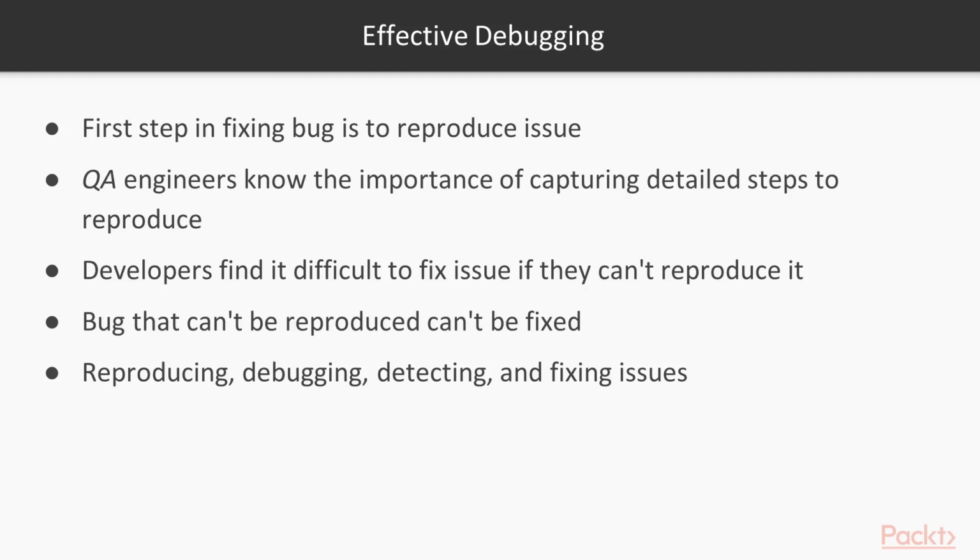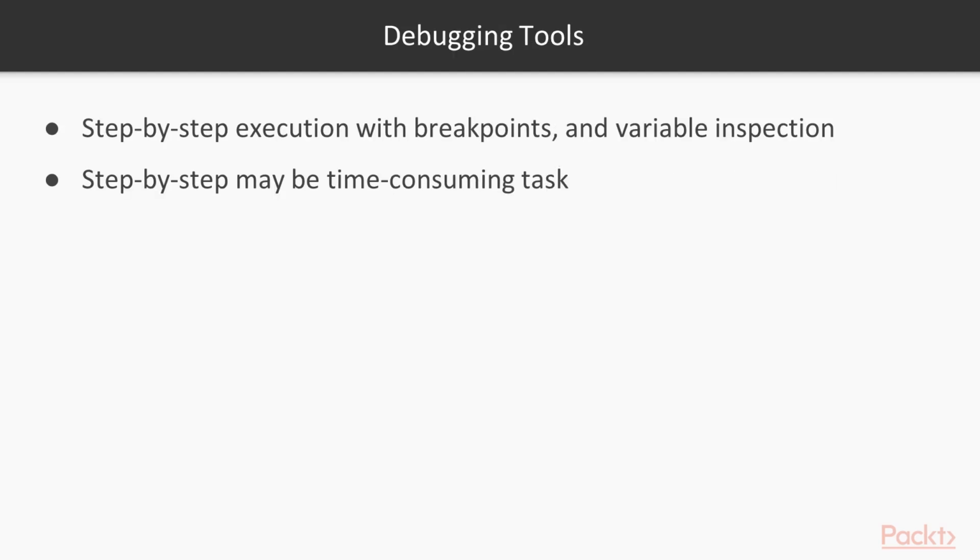One could make guesses and beat around the bush, but can't be sure whether the issue has really been fixed without being able to reproduce the bug in the first place. Debugging strategies help a great deal in quickly reproducing, debugging, detecting, and fixing issues efficiently. Debugging tools help narrow down the issue through step-by-step execution with breakpoints, variable inspection, and so on. Though debugging the issue step-by-step may be a time-consuming task, it is definitely a sure-shot way of nailing down the issue, and I can say that it pretty much always works.